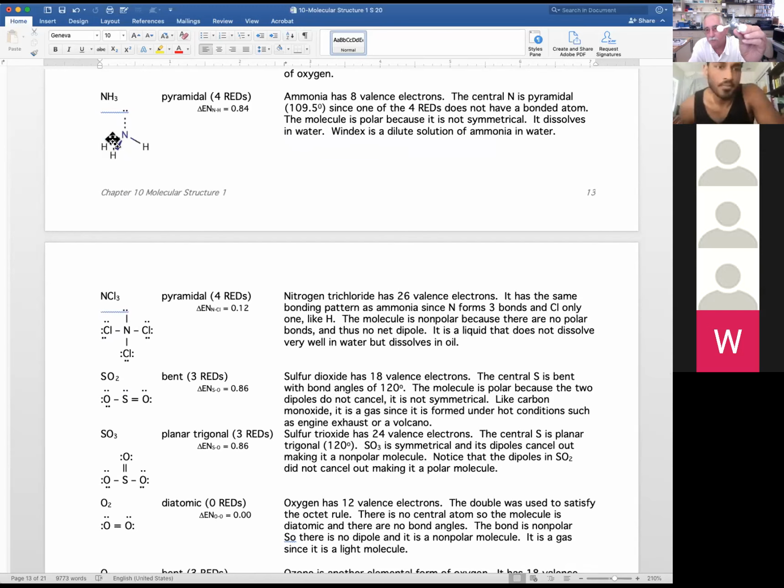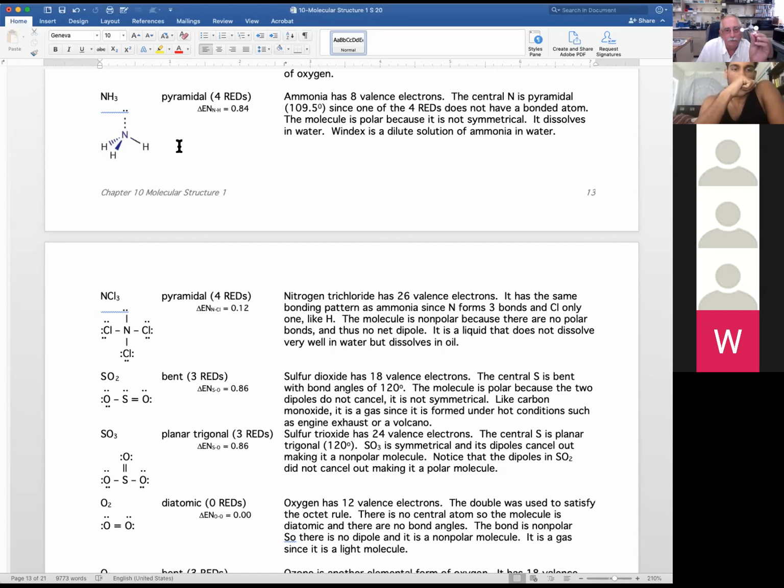If these bonds are polar, it's a polar molecule. If these bonds are nonpolar, it's a nonpolar molecule. But they are polar. So here's the shape of ammonia: it's pyramidal and it's polar. And yes, it does dissolve in water. So Windex is a dilute solution of ammonia dissolved in water, along with some blue dye and a little bit of detergent.